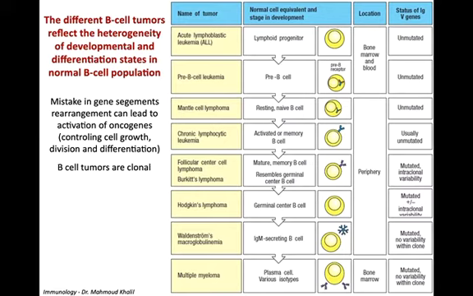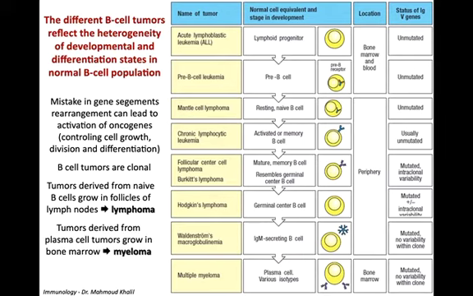So as we already said, B cell tumors are clonal, so they come from one type of cell. Generally, tumors that are derived from naive B cells, what is the meaning of naive B cells? That means B cells that have still not encountered the antigen. Any tumors derived from these naive B cells will grow in the follicles of the lymph node and will develop types of lymphomas, while the tumors which are derived from plasma cells will generally develop myelomas.